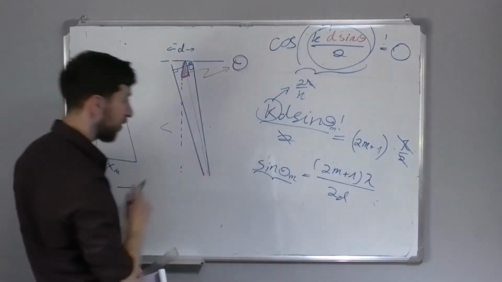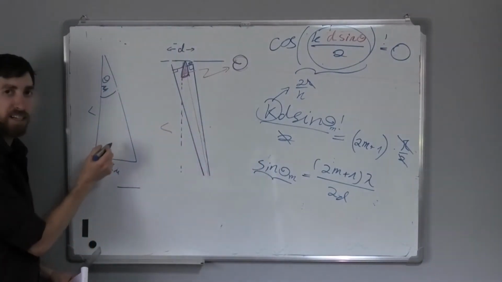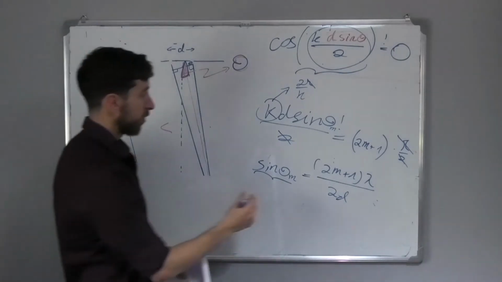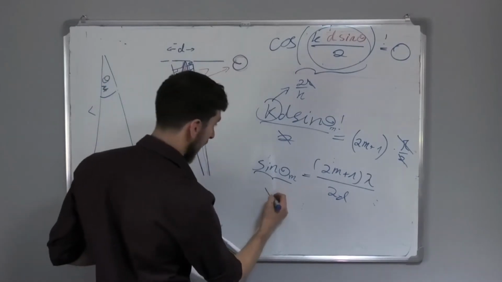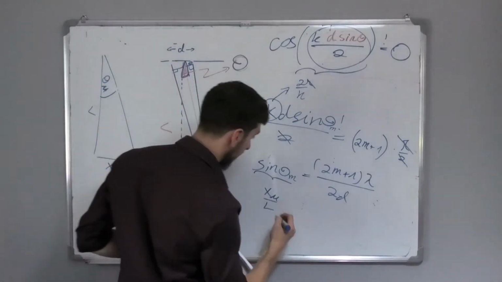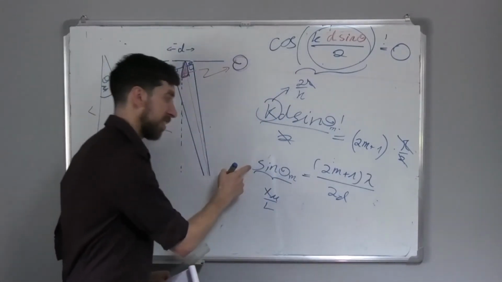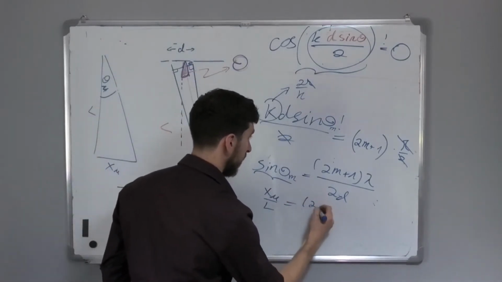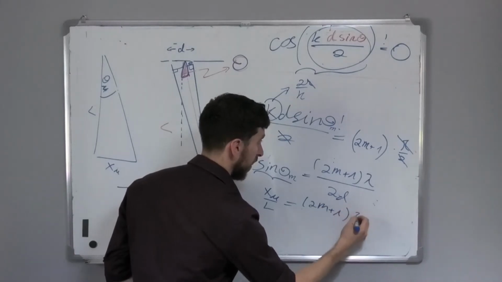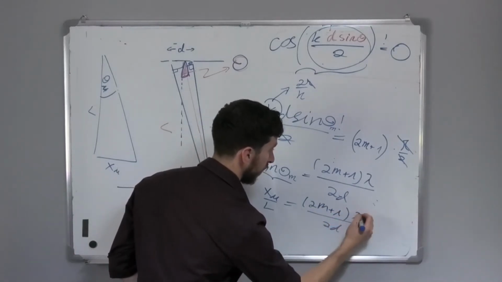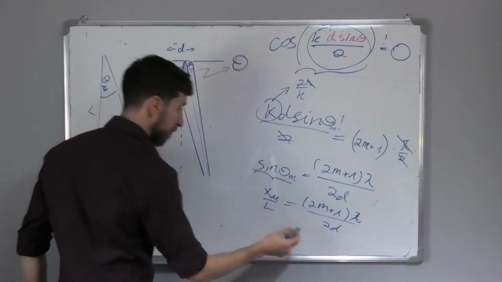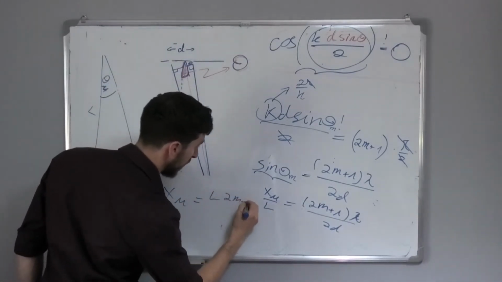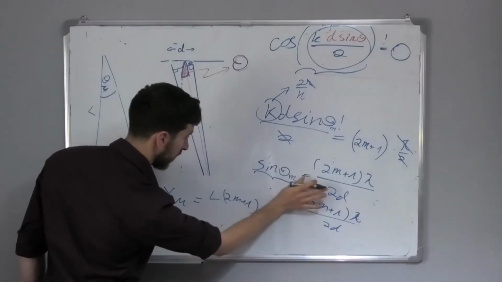And I can again do the same idea I did here, right? It's the same triangle, I can do whatever I want, okay? So this one is actually xm divided by L. Why? Because I said it's like a tangent theta. So I can do this equal to 2m plus 1 lambda over 2d, okay? And right now I can multiply by L, so xm equals L, 2m plus 1, right?